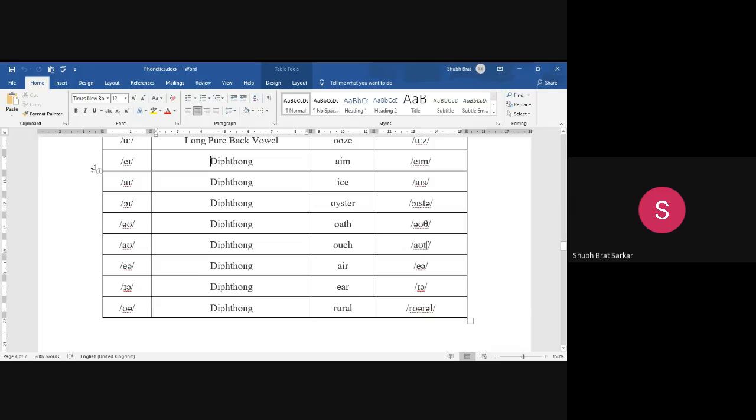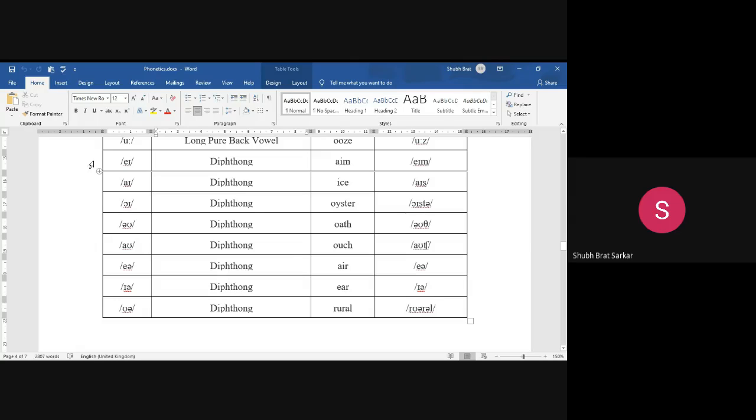That means if you articulate this sound, you will find that it has changed its position. And through this glide of the tongue, the movement of the tongue, the air is modified to produce sounds like eɪ, aɪ, ɔɪ, əʊ, aʊ, ɪə, eə, ʊə.